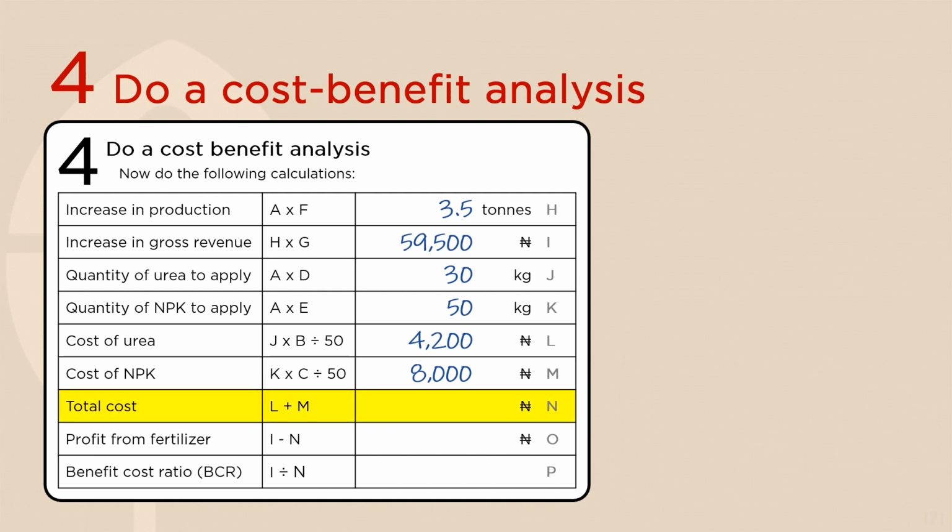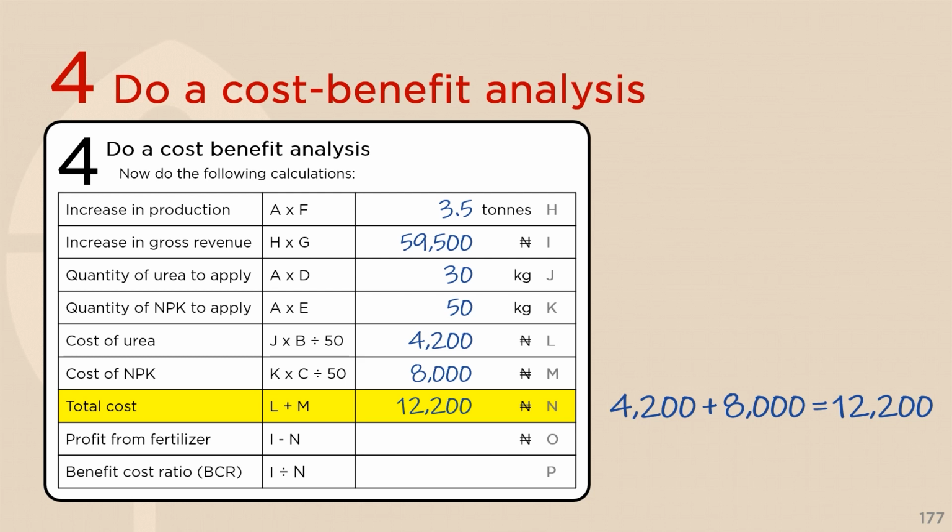Next, we need to calculate the total cost of fertilizer. This is easy. We just need to add up values L and M. Value L is the cost of urea. This was 4,200 naira. And value M is the cost of NPK. This was 8,000 naira. 4,200 plus 8,000 equals 12,200. So the total cost of fertilizer is 12,200 naira. We note this down in the table.